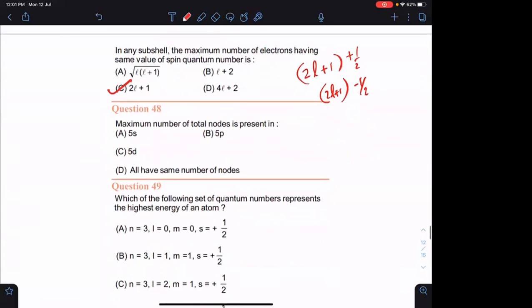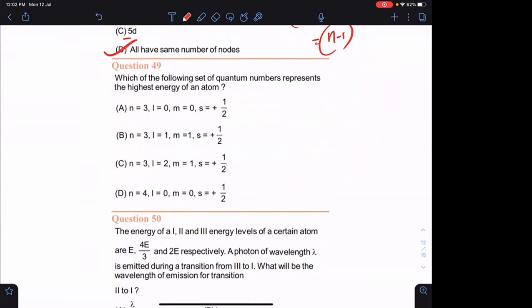Okay. Maximum number of total nodes. The formula for total nodes: radial nodes are n minus l minus 1. Angular or planar nodes are l. Total nodes are n minus 1. All of them have the same value of n. So the total number of nodes will be the same for all. Okay, 49.